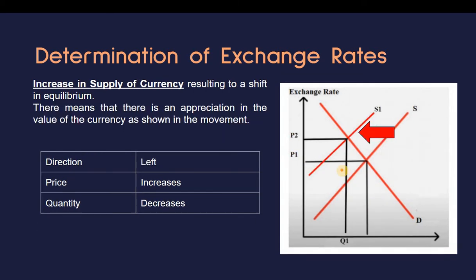And then on the other hand, when there is an increase in the supply of currency, the direction is left, the price increases, and then the quantity decreases. The quantity decreases in such a manner that because mataas yung presyo, no, there is a few production of that currency at mas nagmamahal yung value ng currency na yun. Ano?